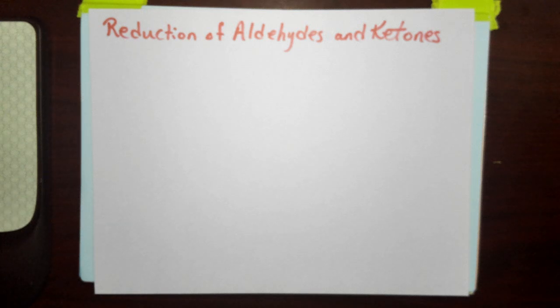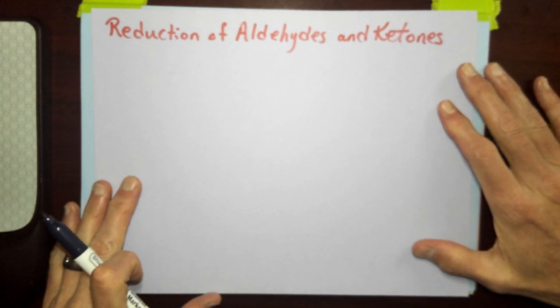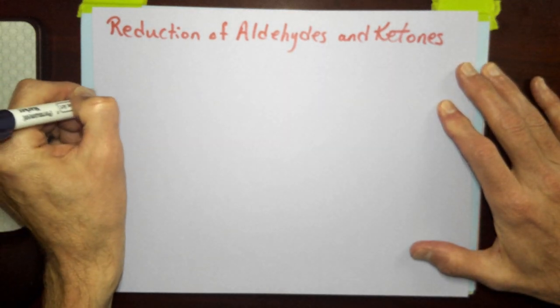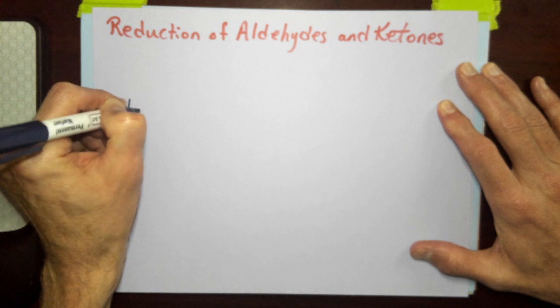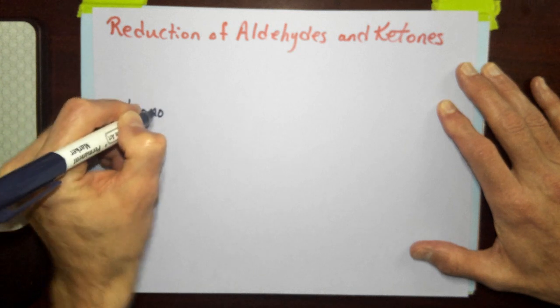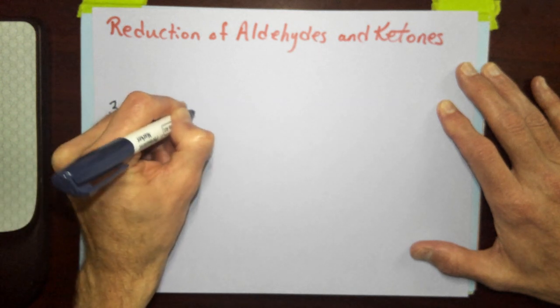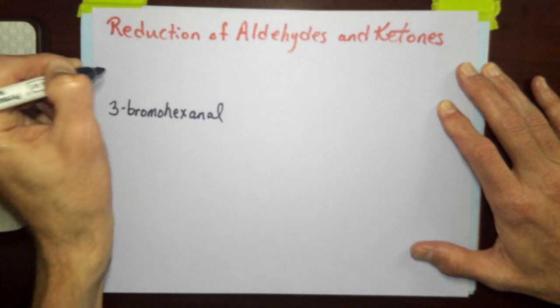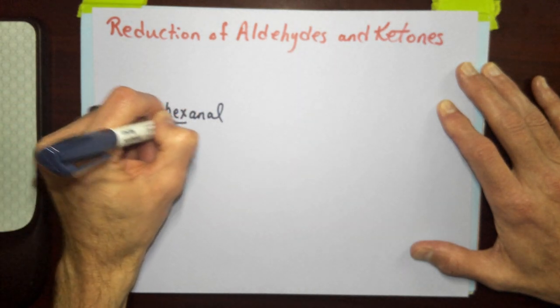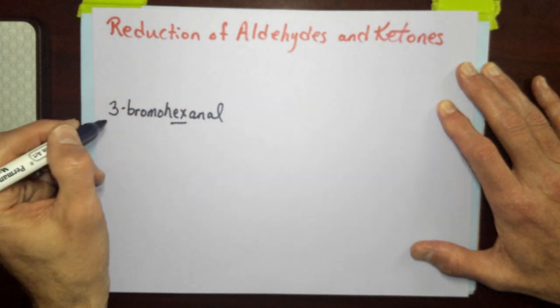Let's begin by looking at the reduction reaction of aldehydes and ketones. Now, let's do a couple of examples here. Let's say we have the aldehyde 3-bromo-hexanal. Okay, so hexa means 6 carbons.